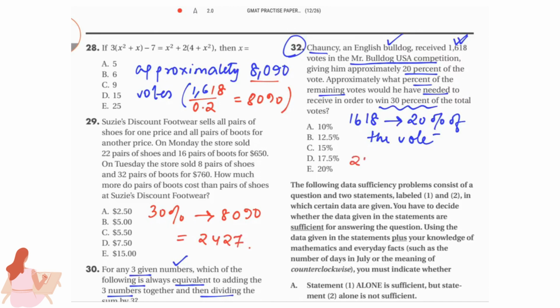Now this is what you want, and this is what you have received. So you require 809 additional votes. This number of votes is required by the individual, and will actually be needed in order to reach the 30%, to win 30% of the total votes. So then we have, in percentage, 8090 by 1618 is equal to 0.125, which is nothing but 12.